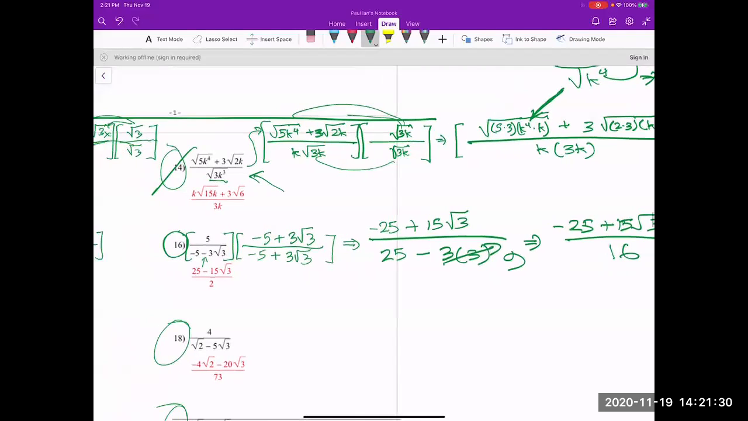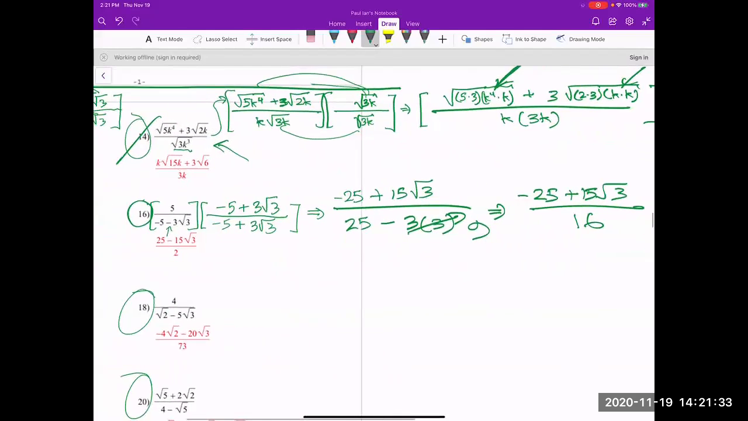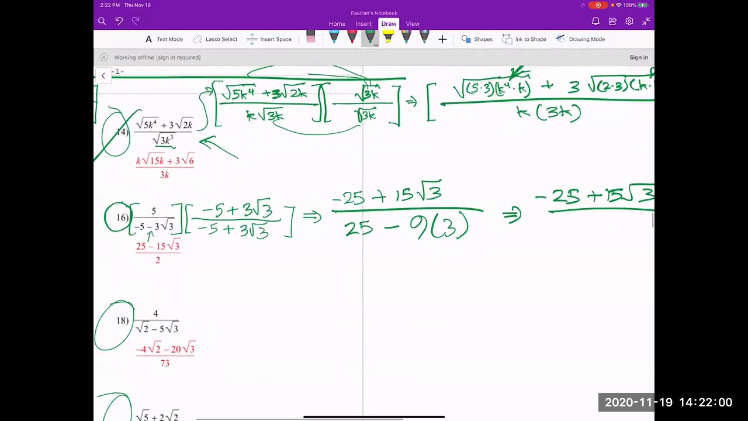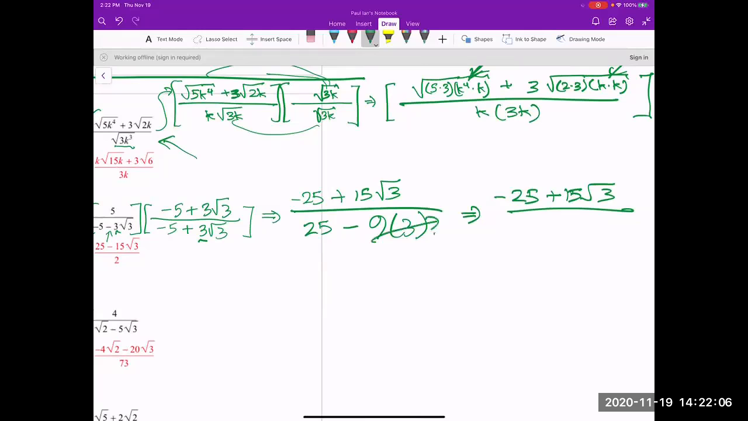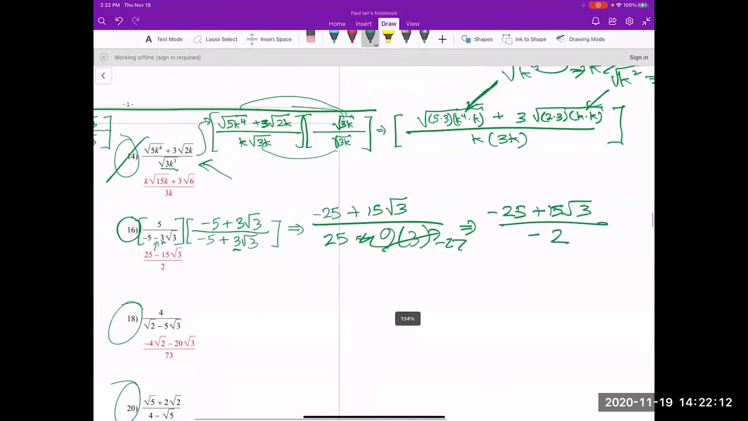How did they get 2 right there? Let me think. 25 plus 9 times 3. Oh, shoot. What am I thinking? It's not 9 times 3. 3 times 3 is 9. That's right, 3 times 3. So that's negative 27. So that's negative 2, right? Yeah. There you go.